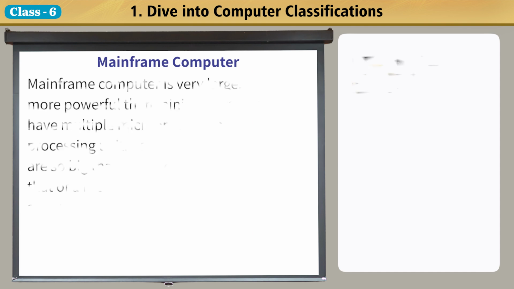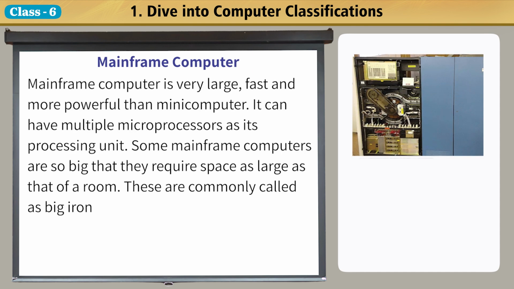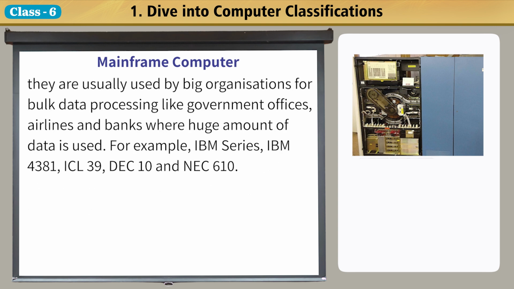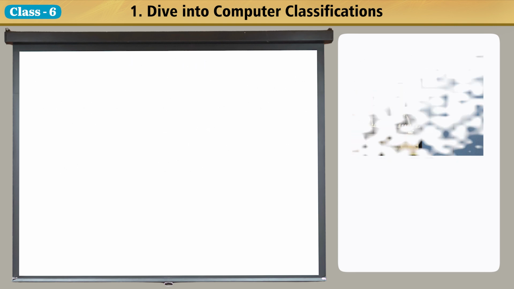Mainframe computer. Mainframe computer is very large, fast and more powerful than minicomputer. It can have multiple microprocessors as its processing unit. Some mainframe computers are so big that they require space as large as a room. These are commonly called big iron. They are usually used by big organizations for bulk data processing, like government offices, airlines and banks, where a huge amount of data is used. For example, IBM 4381, ICL 39, and NEC 610.